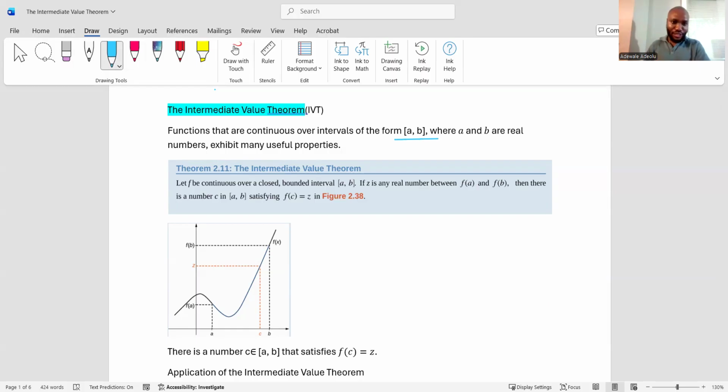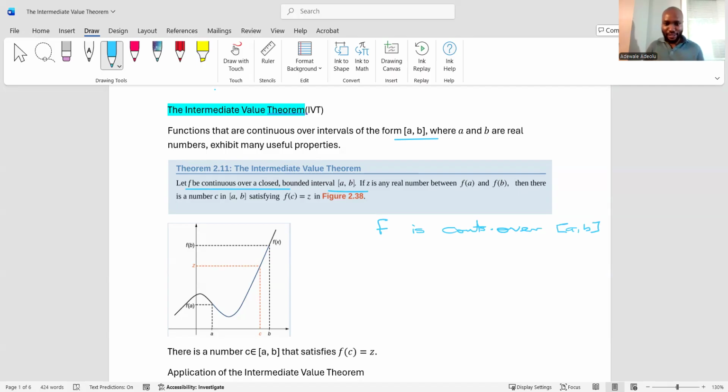So we say, let f be continuous over a closed bounded interval a, b. That is the first condition. f must be continuous. That is, the function is continuous over a closed and bounded interval, say a, b.